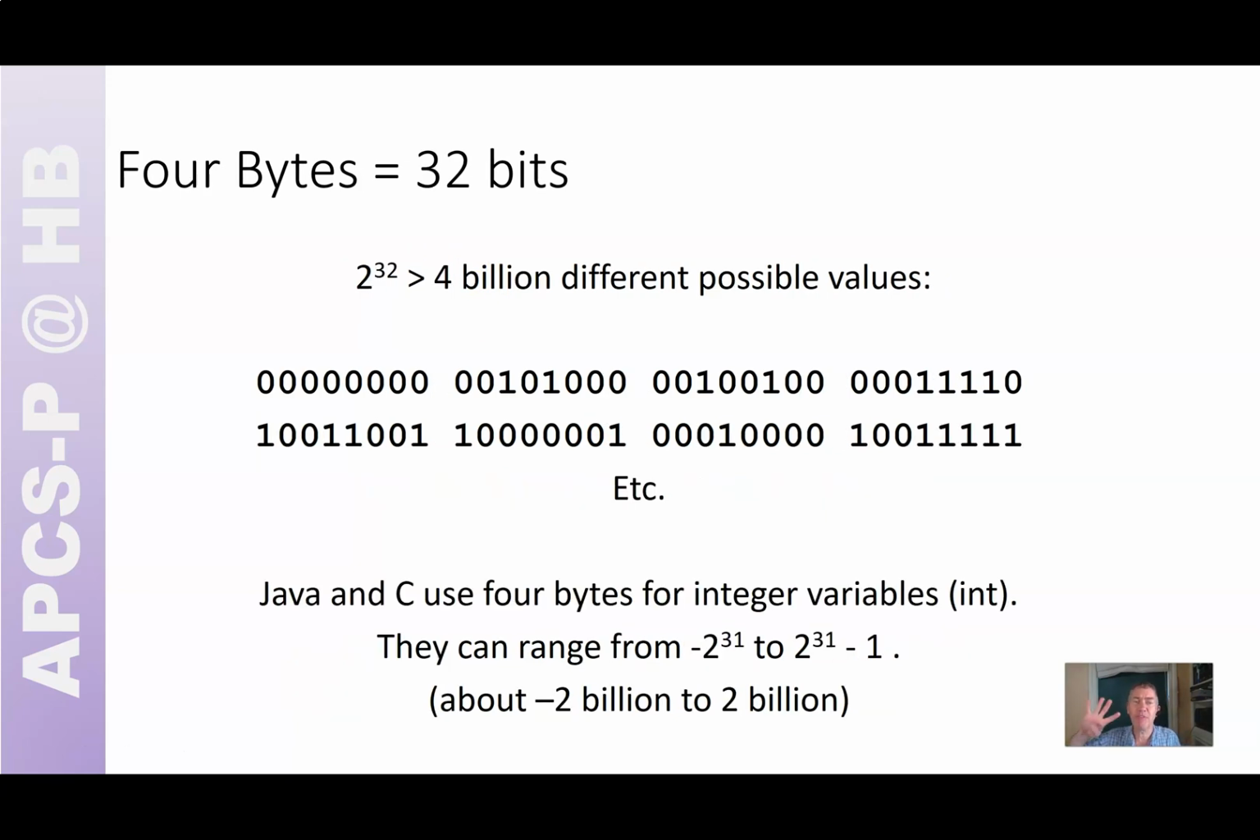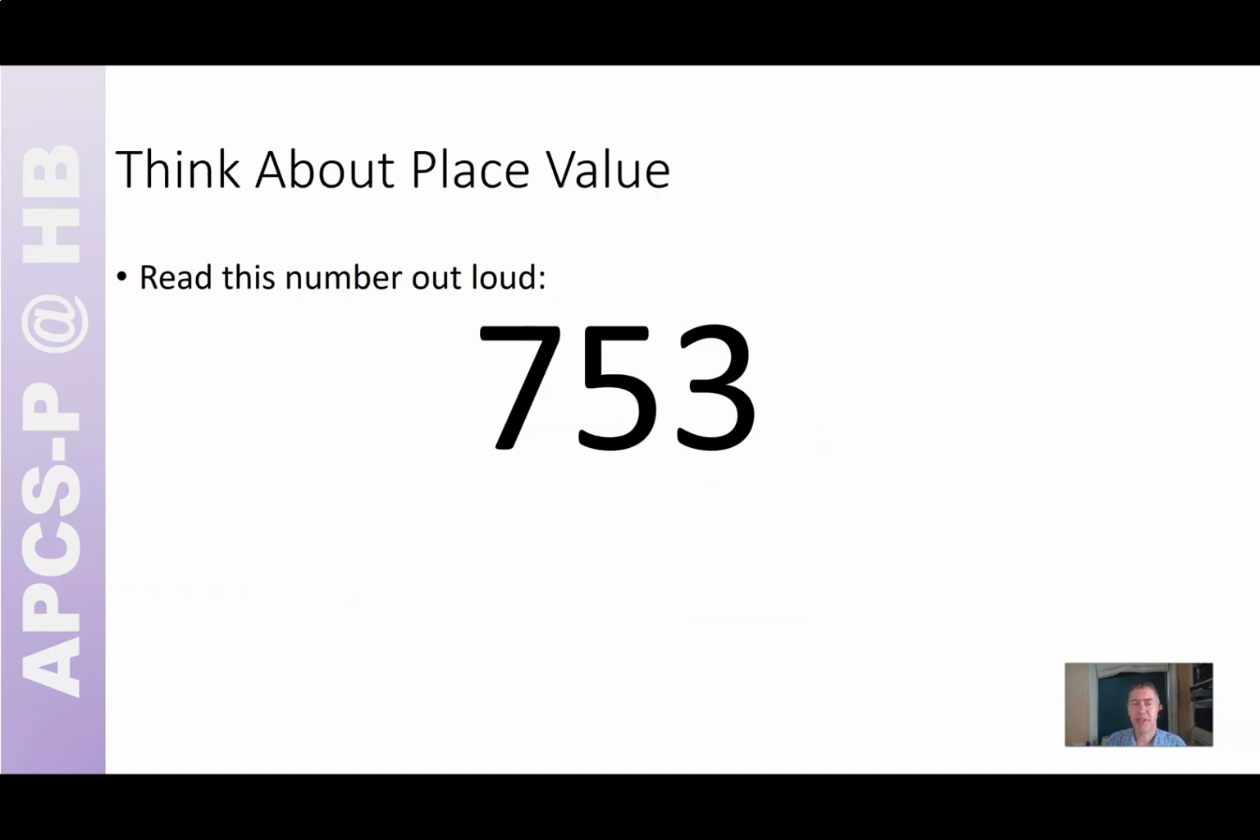If you put it together in 4 bytes, you get 32 bits. There are about 4 billion different possible values, and Java, C, and many other languages use 4 bytes for integer values. So if you need an integer that goes between about -2 billion to 2 billion, an integer will handle that for you. If you need a number that goes bigger than that, there are other options that we'll talk about at some other time. But for now, know that Java and C use 4 bytes to represent an integer.